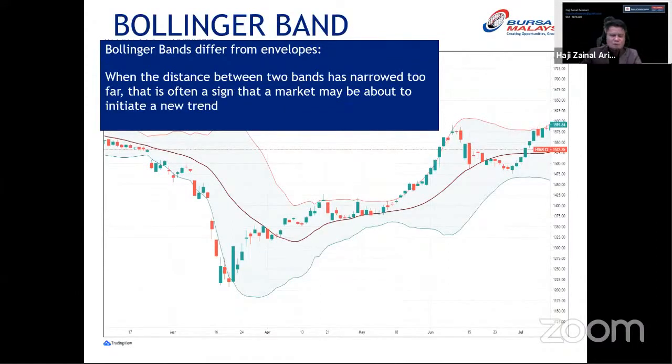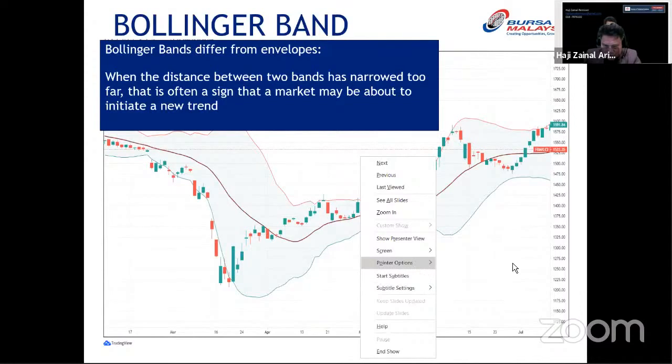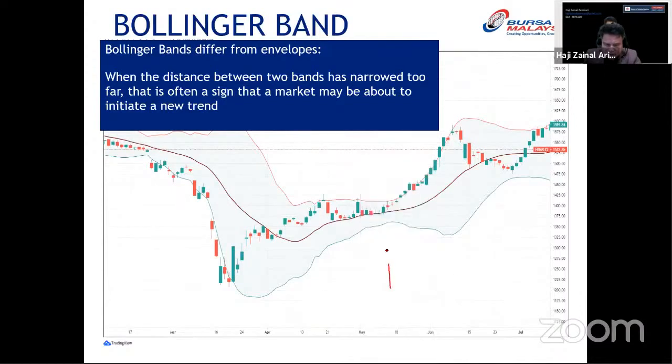Same thing also when the distance between the two bands has narrowed, which means a contraction. Then it's often a sign that the market may be about to initiate a new trend. For example, like in here, let me point with the pen. I give you an arrow here. You can see that this is what we call a contraction.